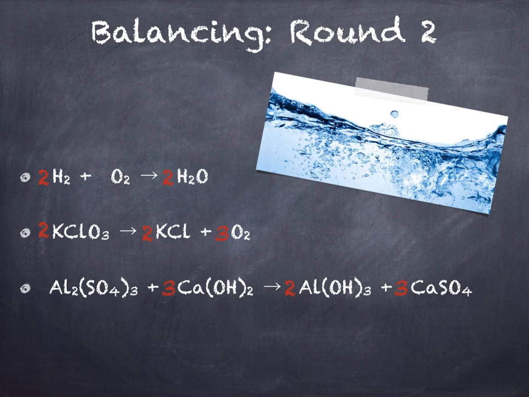We have 2 aluminiums on the reactant side, 2 aluminiums on the product side, 3 sulfates on the reactant side, 3 sulfates on the product side, 3 calciums on the reactant side, 3 calciums on the product side, and finally we balance the hydroxides, and that gives us 6 hydroxides on the reactant side and 6 hydroxides on the product side. So that should settle everything.